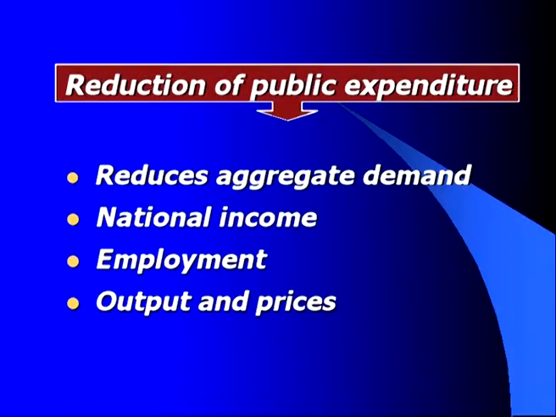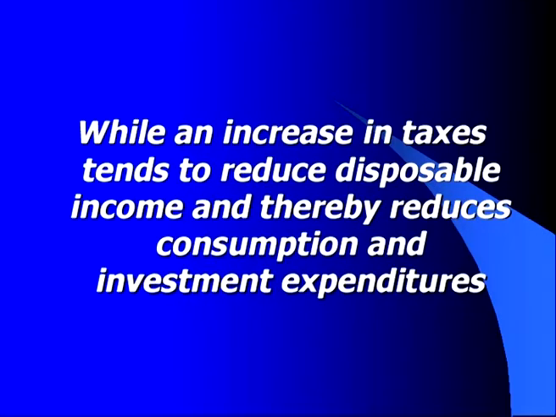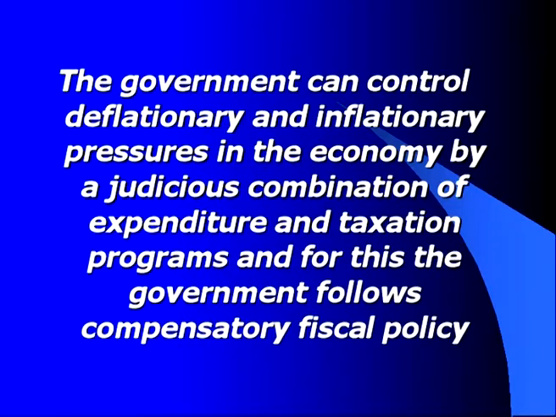On the other hand, a reduction of public expenditure during inflation reduces aggregate demand, national income, employment, output and prices. While an increase in taxes tends to reduce disposable income and thereby reduces consumption and investment expenditures. Thus, the government can control deflationary and inflationary pressure in the economy by a judicious combination of expenditure and taxation programs, and for this the government follows the compensatory fiscal policy.